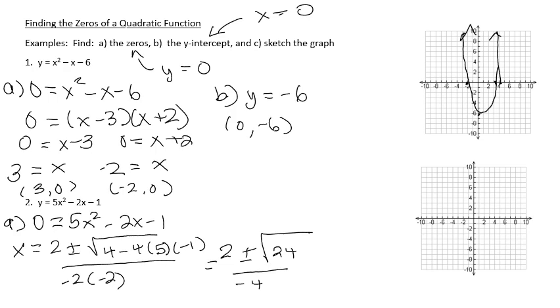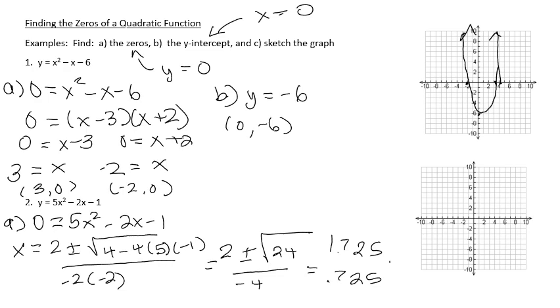And then I can use a calculator. I actually have 2 zeros there, so I can use a calculator to get decimal approximations for those. If I get those decimal approximations, 2 plus the square root of 24 divided by negative 4 turns out to be 1.725, and 2 minus the square root of 24 gives 0.725. So I have those two as my x-intercepts.